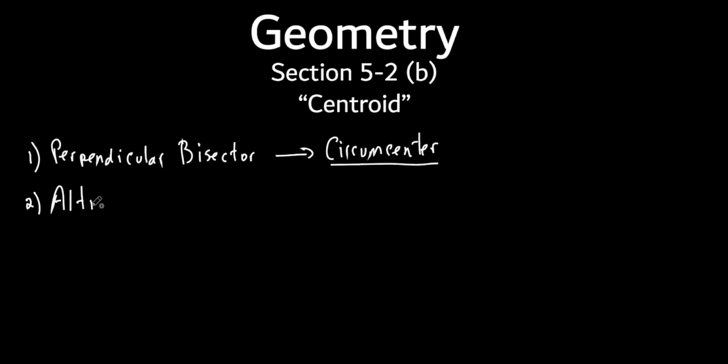What was the second one that we did? Altitudes, that's right. So when you find the altitude, what is the altitude? It goes from a vertex perpendicular to the opposite side. So when you find an altitude, all 3 of those are going to intersect at one point. And we call that the orthocenter.